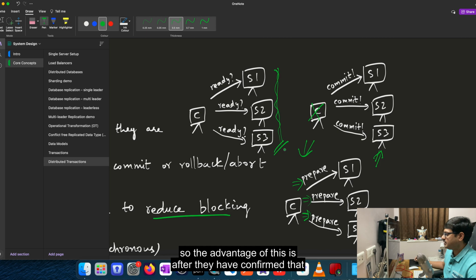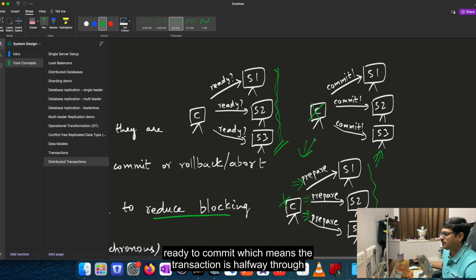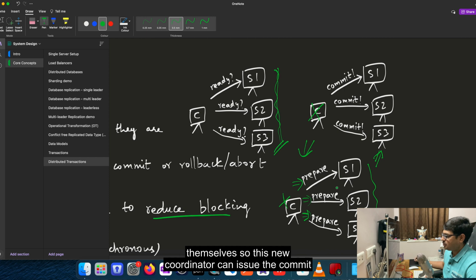The advantage of this is, after they have confirmed that they are ready, if the coordinator goes down, then the next upcoming coordinator or the backup coordinator who is coming in will check the current status of the services. If any of them is in a prepared state, it means that they have confirmed that they are ready to commit, which means the transaction is halfway through and they've just not committed themselves. So this new coordinator can issue the commit command on its behalf, right? So that's how the services can go back into a consistent state.